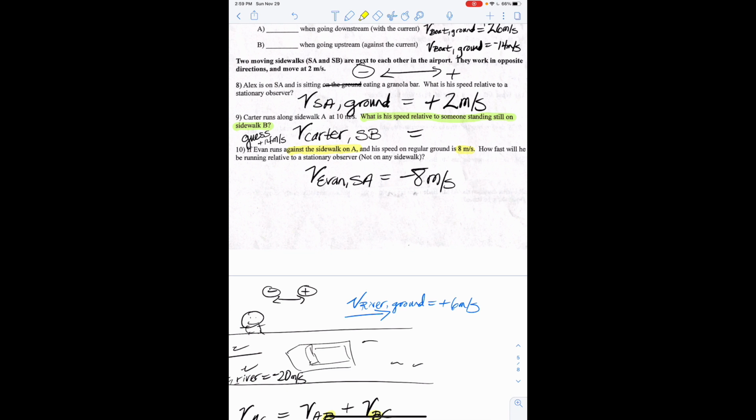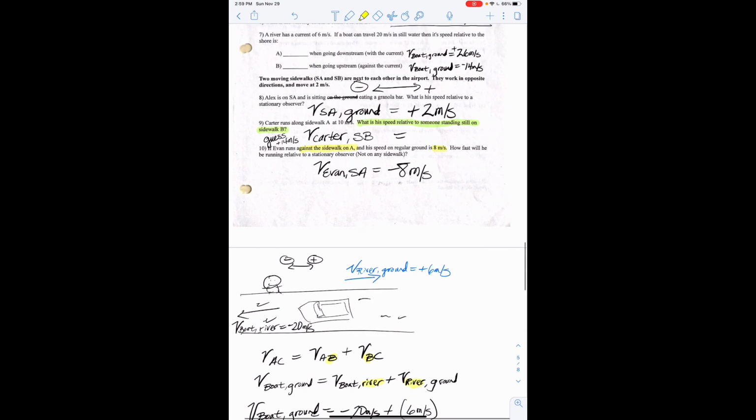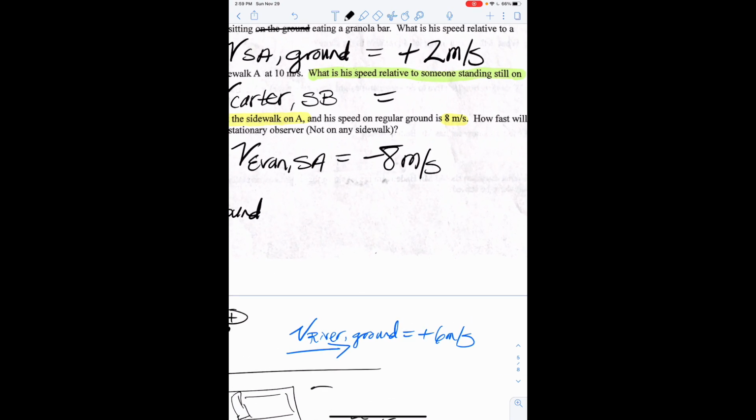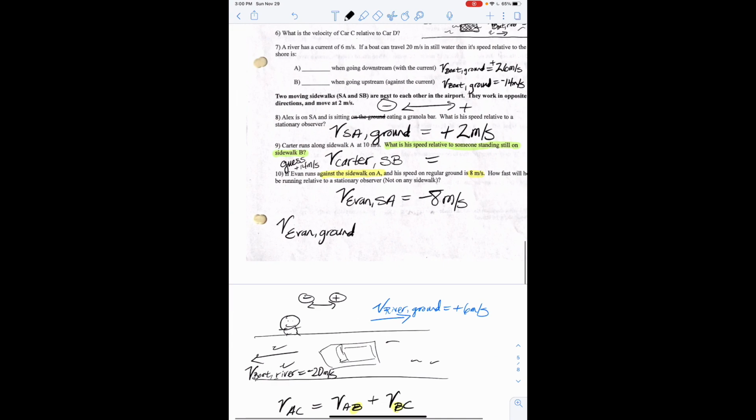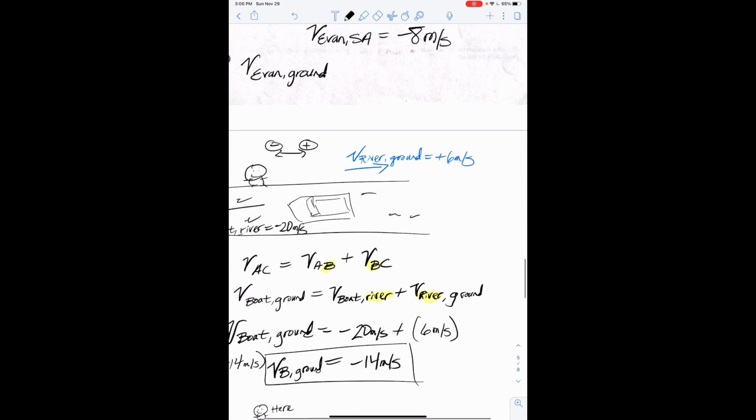Part 10, or number 10. If Evan runs against the sidewalk on A and his speed on regular ground is 8 meters per second, how fast will he be running relative to a stationary observer not on any sidewalk? So we want to know, what is the velocity of Evan relative to the ground? And when Evan runs relative to sidewalk A, he runs at 8 meters per second. And because he's running against the sidewalk, it's going to be running left at -8. Sidewalk A moves to the right at +2.